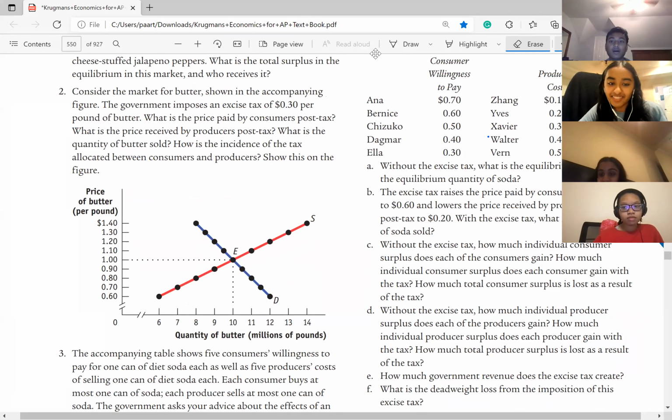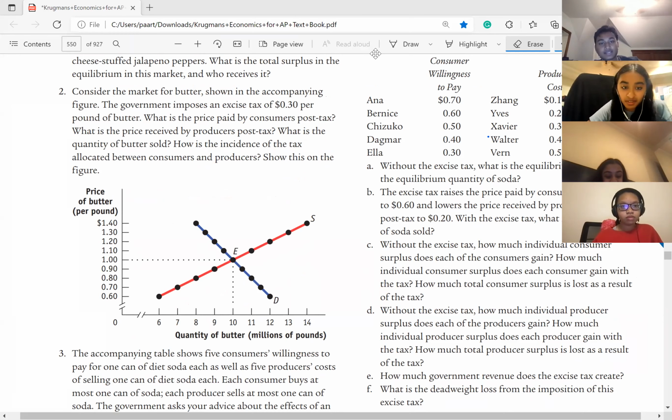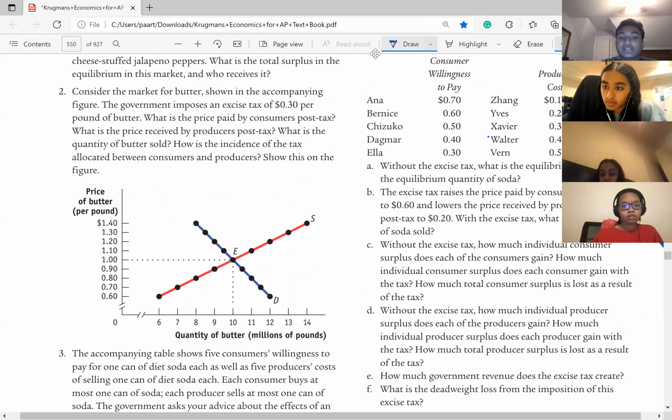So it says, consider the market for butter shown in the accompanying figure, and the government imposes an excise tax of 30 cents per pound of butter. So whenever the government imposes an excise tax of 30 cents, that means that every single point of the supply line is going to move up 30 cents.